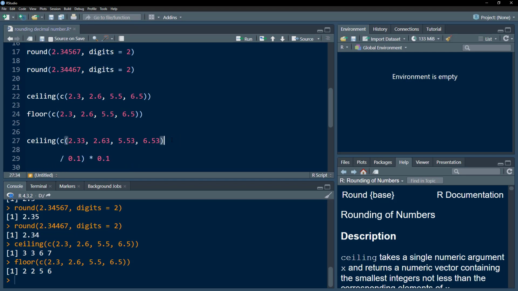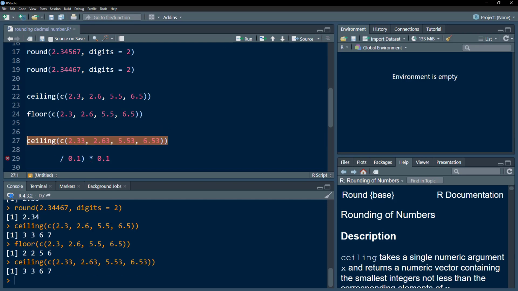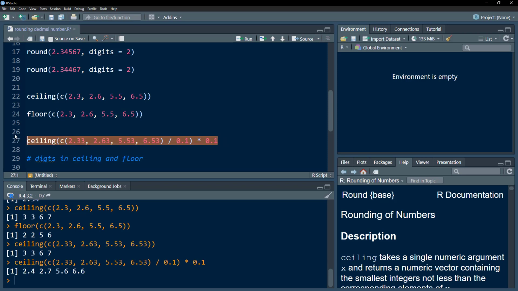Let me remove this and let me use the ceiling function with this one, and let's see what we get. It is rounded to the nearest higher digit, but this isn't to the nearest higher integer. This isn't what we want. We want it to have at least one decimal digit after the decimal point. Now there is a trick that we can do. We can first divide it by 0.1 and then multiply it by 0.1, and if we do that, we would get the single digit after the decimal point and still be rounded to the nearest higher number.